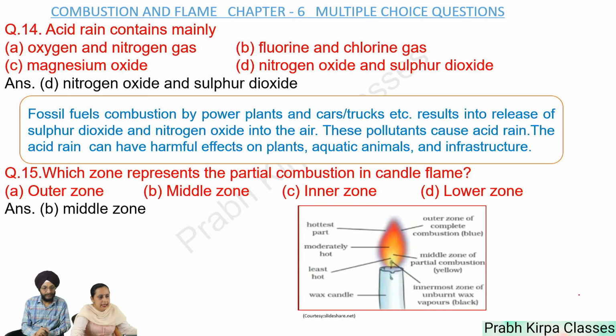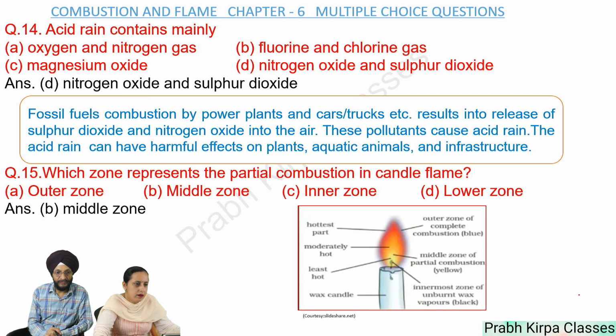Next question. Acid rain contains mainly A. Oxygen and nitrogen gas, B. Fluorine and chlorine gas, C. Magnesium oxide, D. Nitrogen oxide and sulfur dioxide. So answer is nitrogen oxide and sulfur dioxide.